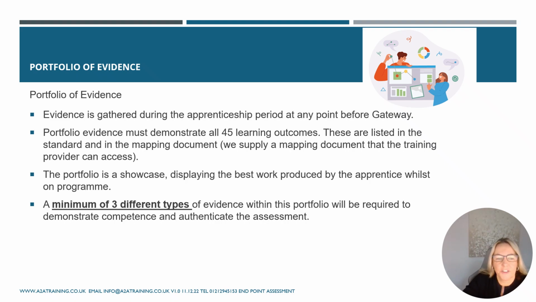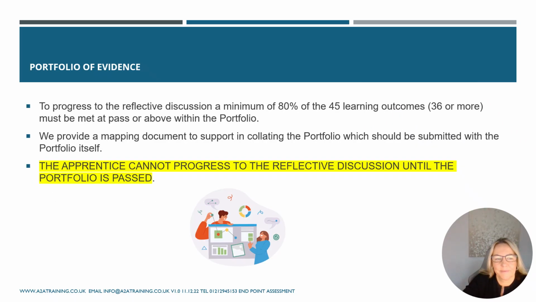The portfolio is the showcase of the apprentice's best work and must contain a minimum of 3 different evidence types. To progress to reflective discussion, a minimum of 80% of the 45 learning outcomes, so 36 or more, must be met at pass or above within the portfolio itself. The apprentice cannot progress to the reflective discussion until the portfolio is passed.